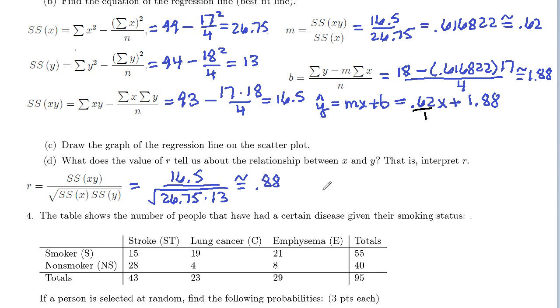So this is a positive coefficient, which means that it's a positive relationship. It's pretty close to 1, so this is going to be a strong positive linear relationship. So remember that the coefficient of correlation, R, only tells the strength of linear relationships. So if there's some other type of relationship that's not linear, it doesn't tell us anything about that.